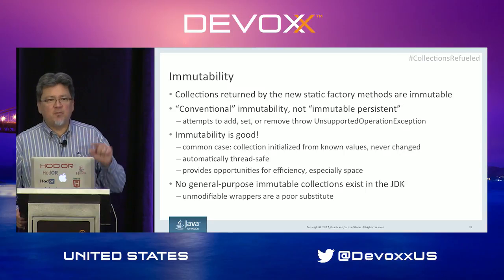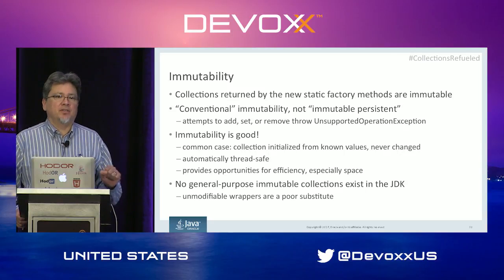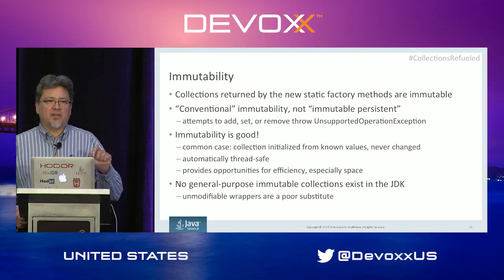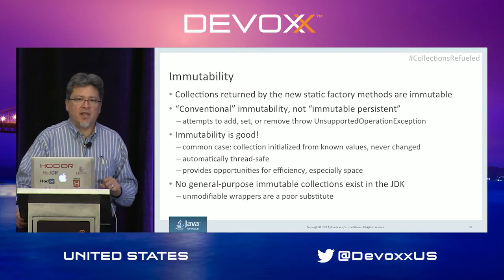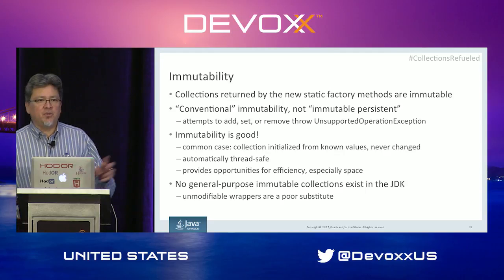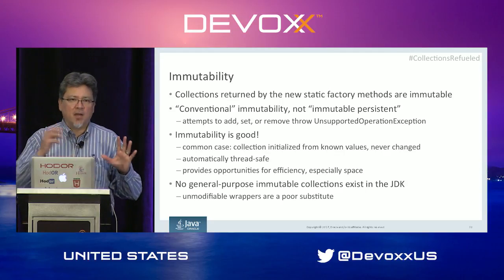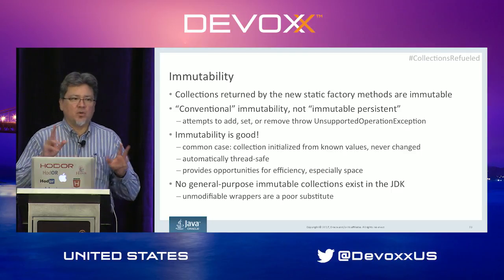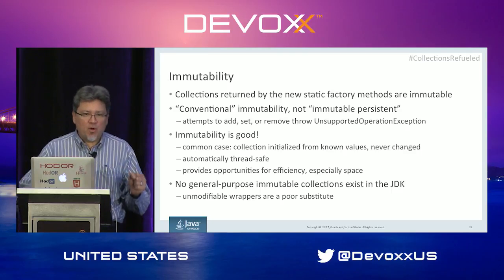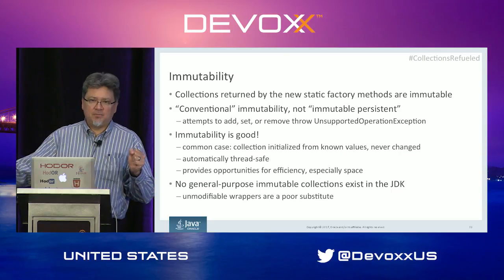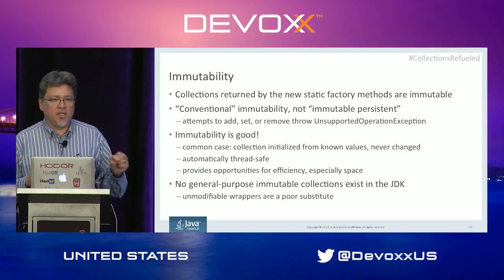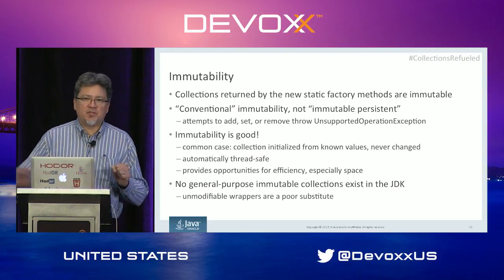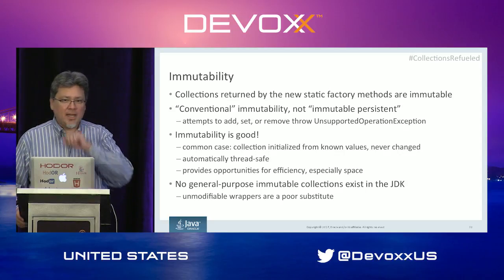There historically have been unmodifiable wrappers in the collections framework, and that's kind of the closest thing to general purpose immutability that was there up until now. So what you had to do was create a mutable data structure, populate it, and then wrap it in an unmodifiable wrapper, and then throw away the reference to the underlying one. And that sort of gives you immutability, as long as you remember to throw away the underlying reference.